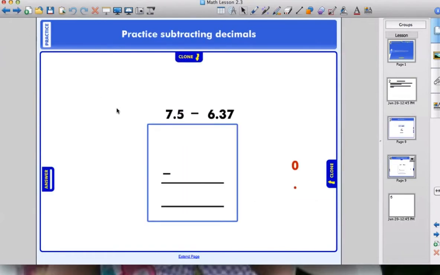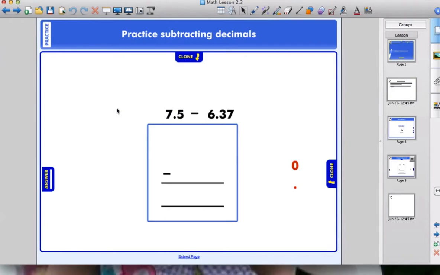Example 2. Now, step 1, make a magnitude estimate. Okay, follow my rounding rules. So I've got 7 5/10 minus 6 37 hundredths. So I'm going to think 8 minus 6 equals 2. So my ballpark is 2.